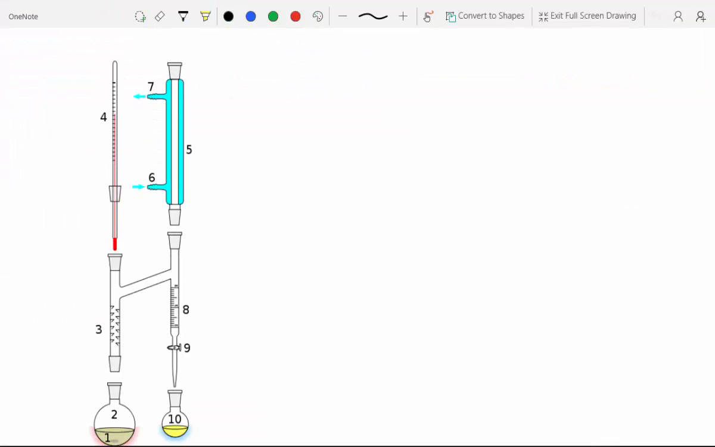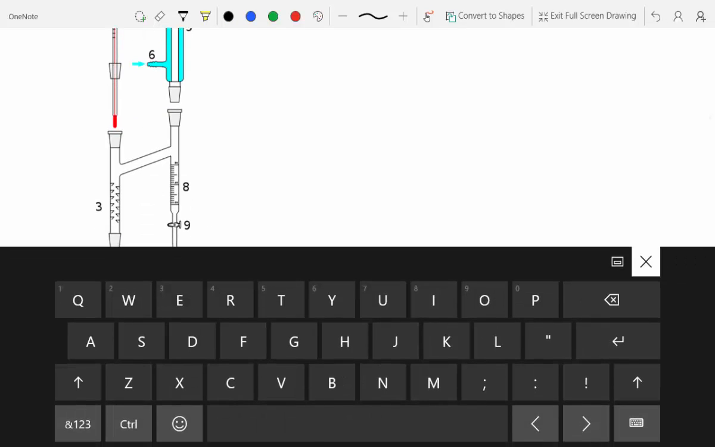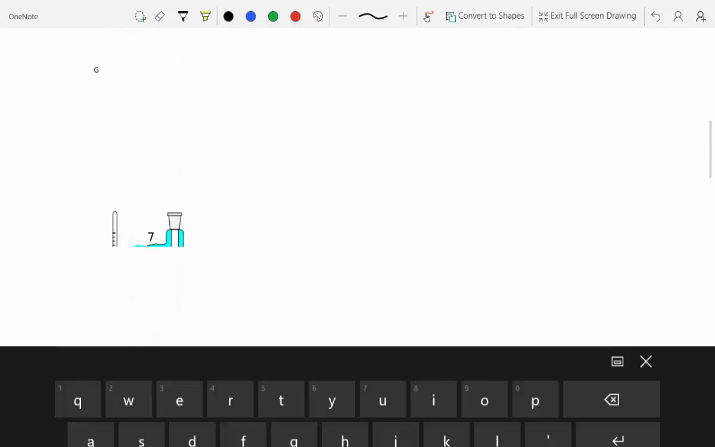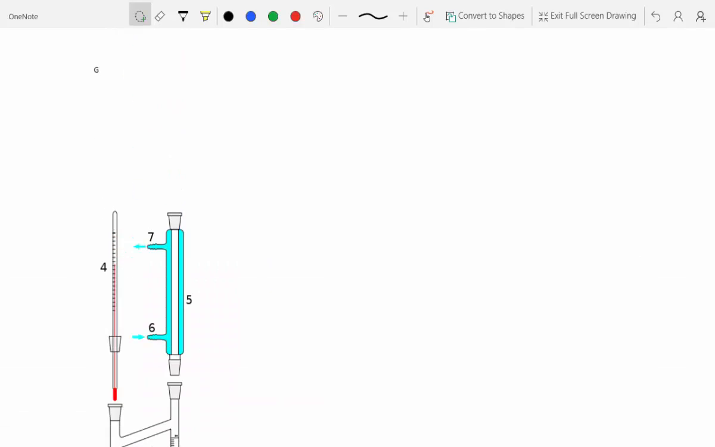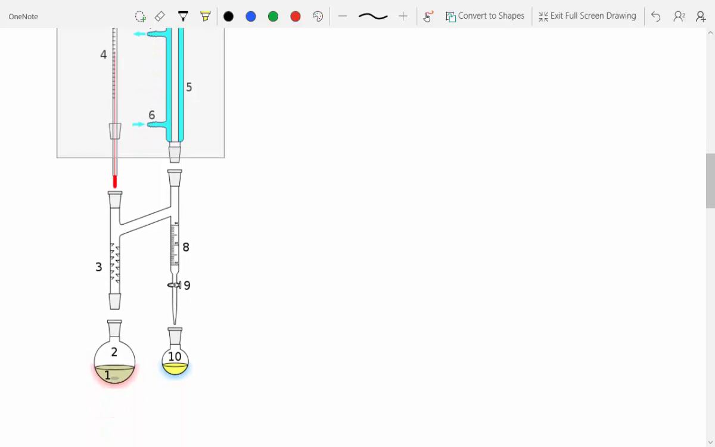Let me delete this. Why can't I delete this? Well, just 1 second. I gotta get my keyboard in here. The Dean Stark trap is in the way. See, there it goes. All right.